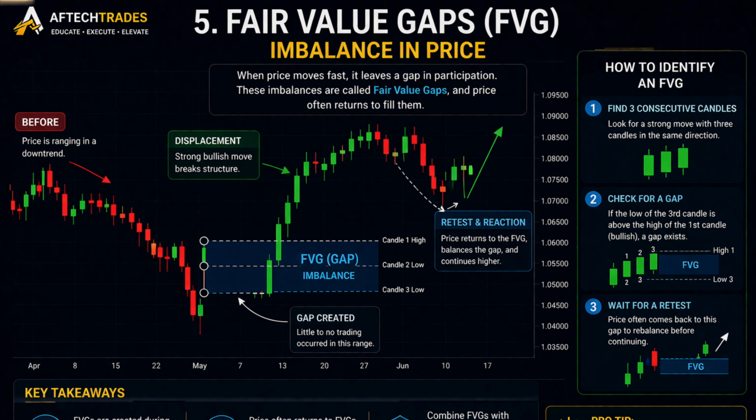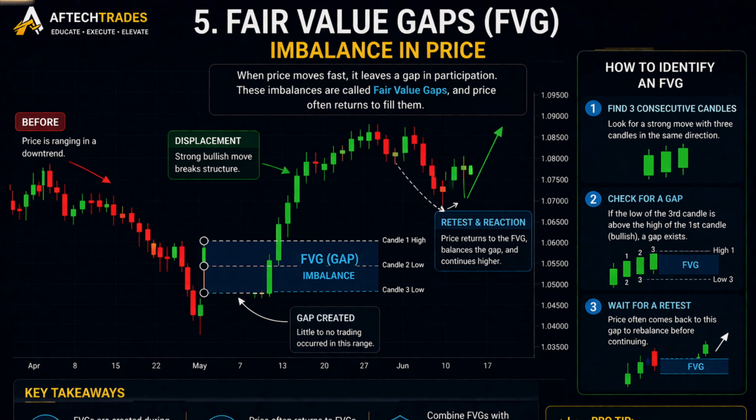Next is fair value gap, also called FVG or imbalance. When price moves fast, it doesn't trade efficiently. It leaves a gap in participation. That gap often acts as a zone where price later returns to rebalance.